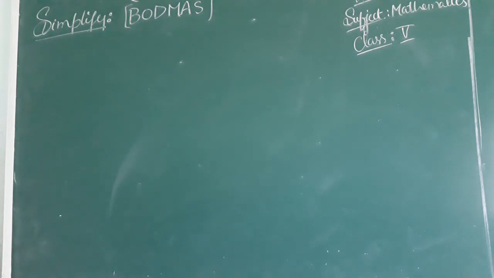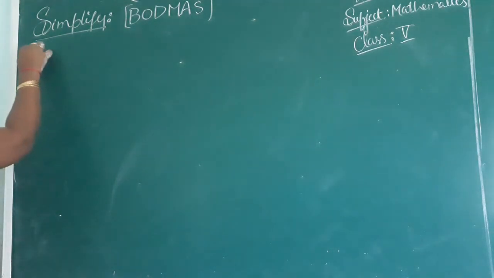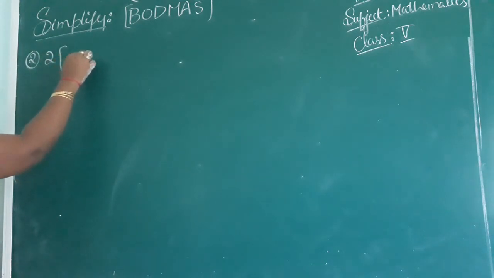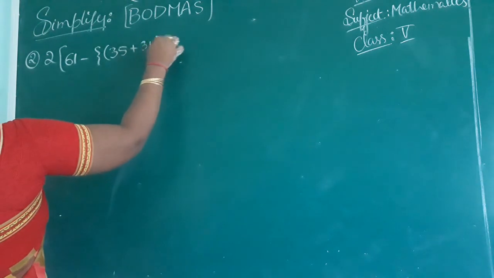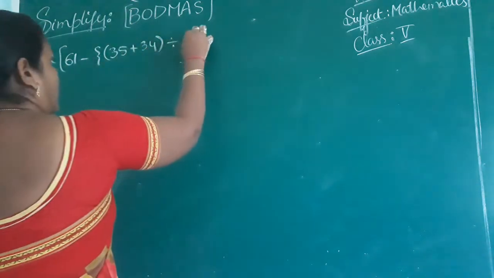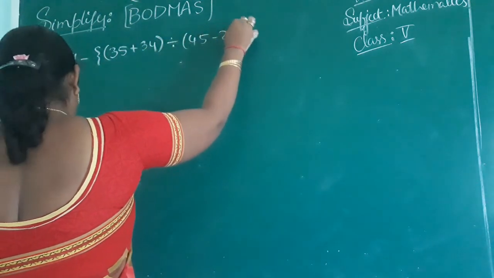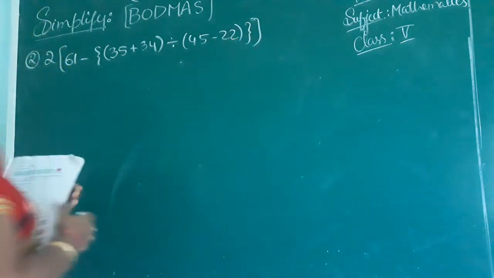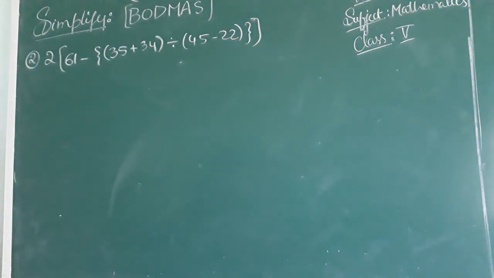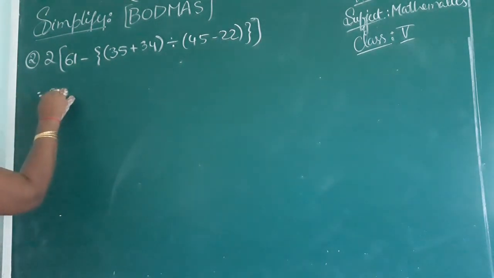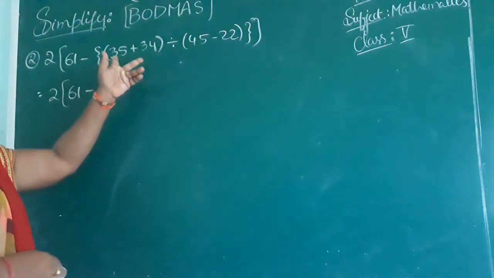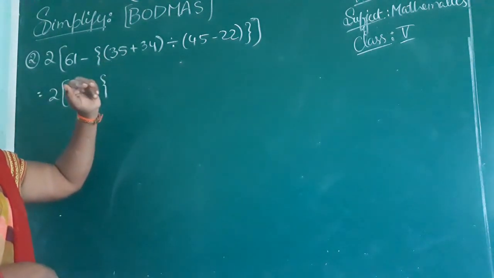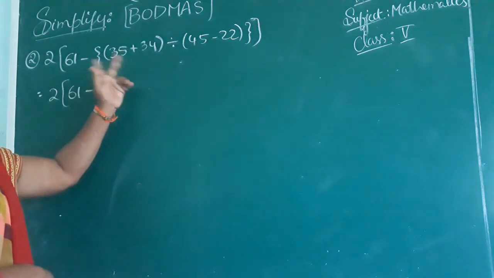2 of 61 minus curly bracket start, 35 plus 34 divided by 45 minus 22, curly bracket close, curly bracket, round bracket, curly bracket and square bracket closed. See that sum. 2 of 61 minus curly bracket start. First we should simplify the numbers inside the round bracket. What are those? 35 and 34.